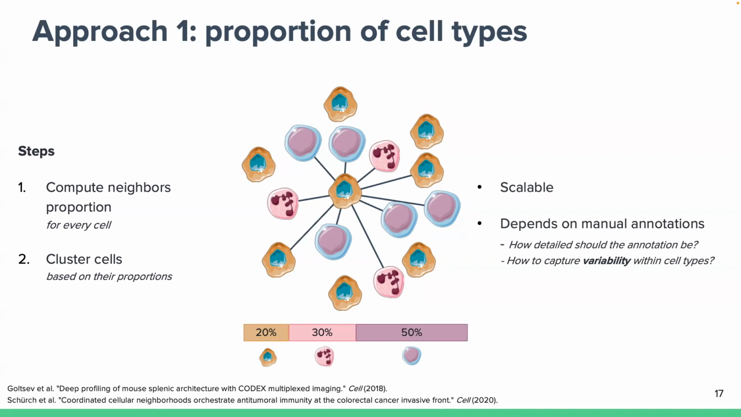But it depends on the manual annotation. So this raises a lot of questions, like how deep you go in the annotation. What happens if you change the annotation slightly to improve it? Then you have to recompute all the domains and so on. And also, in general, how to capture the variability that you can have within different cell types, also in the context of cancer, where you can have very heterogeneous tumor cells in the same patient even.